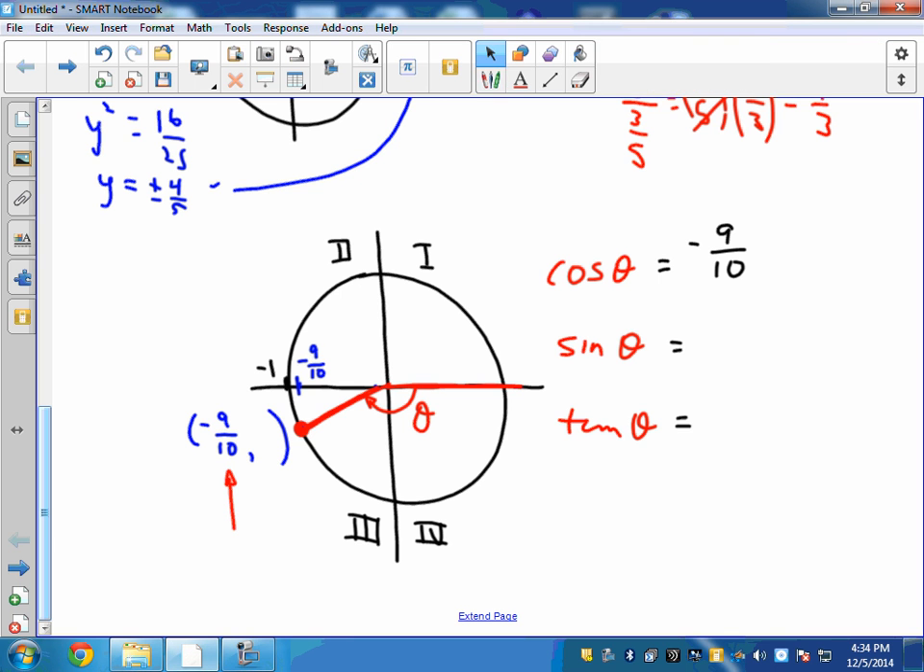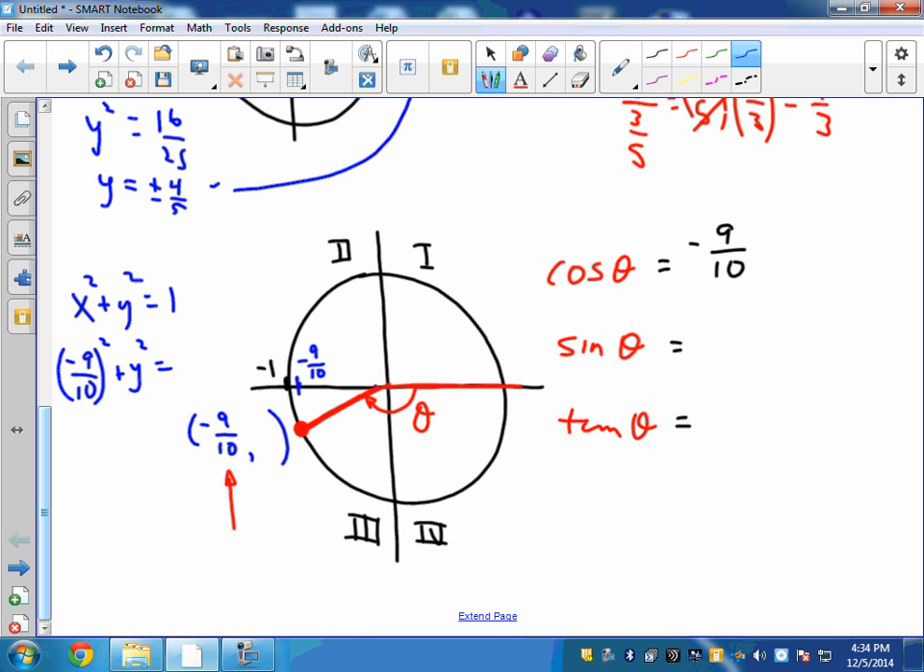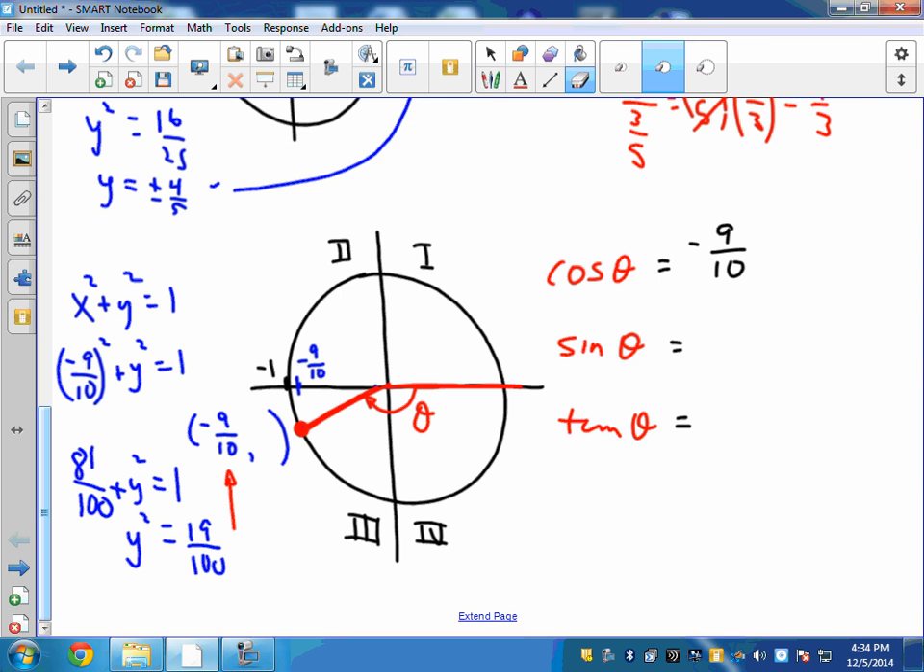Once again, we'll jump to the equation of the unit circle. X squared plus y squared is 1. So -9/10 squared plus y squared is 1. 81 over 100 plus y squared is 1. If we subtract off, y squared should be 19 over 100, right? Because 1 is the same as 100 over 100. Take away 81 over 100, and we get 19 over 100.